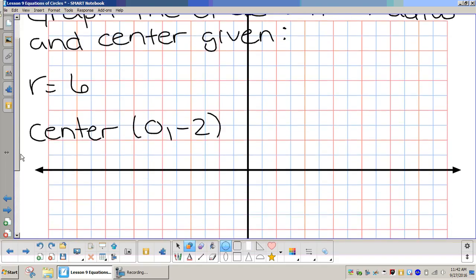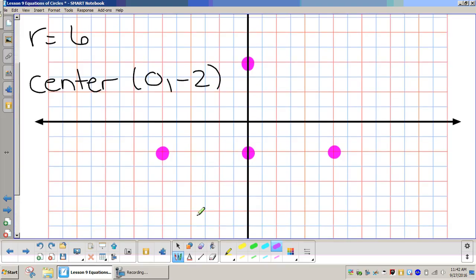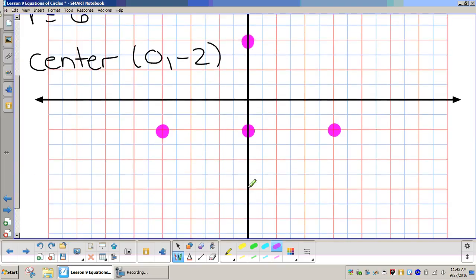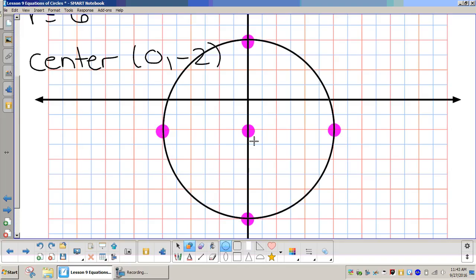So we'll do that again. If I have a center of 0, -2, it's right there. My radius is 6, so I can find 4 points that are 6 units away from the center really easily. There's one. There's another. Third one. There's my 4th one. And again, you can just sketch the best circle you can. I'll use this tool, and there's my circle that has a center of 0, -2, and a radius of 6.